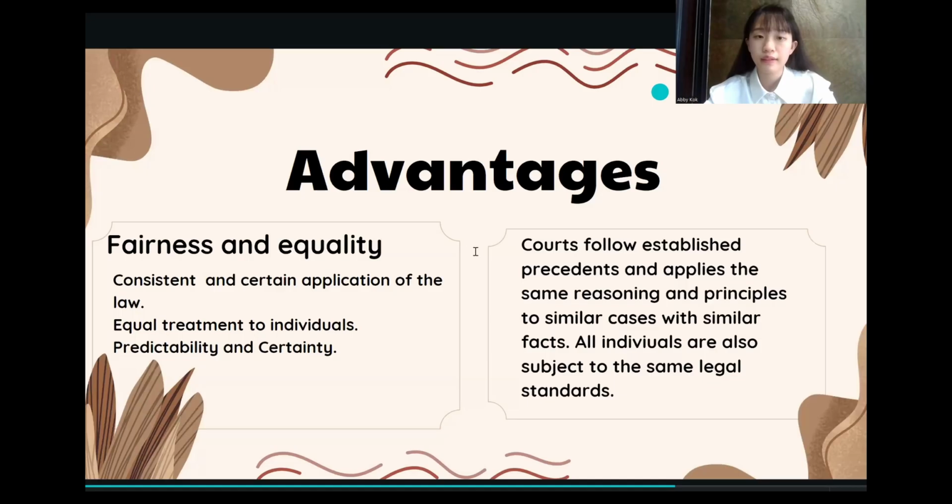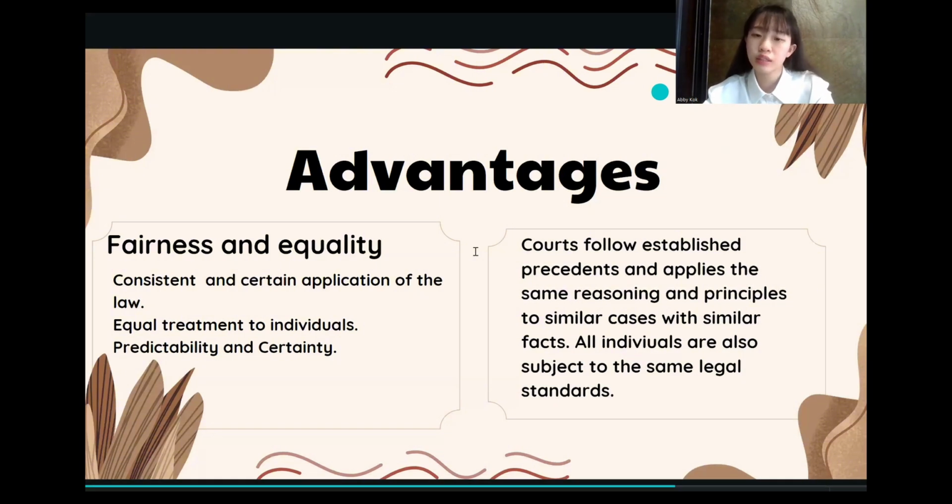Thank you. Hi everybody, my name is Abby. One of the advantages of judicial precedent is fairness and equality. Judicial precedent ensures fairness and equality by having consistent and certain application of law to similar cases, which helps ensure that all cases will have equal treatment. In some cases, the courts follow established precedents and apply the same reasoning and principle. This helps keep the consistency and predictability which the law provides. All individuals are also subject to the same legal standards to ensure that everyone is treated fairly.